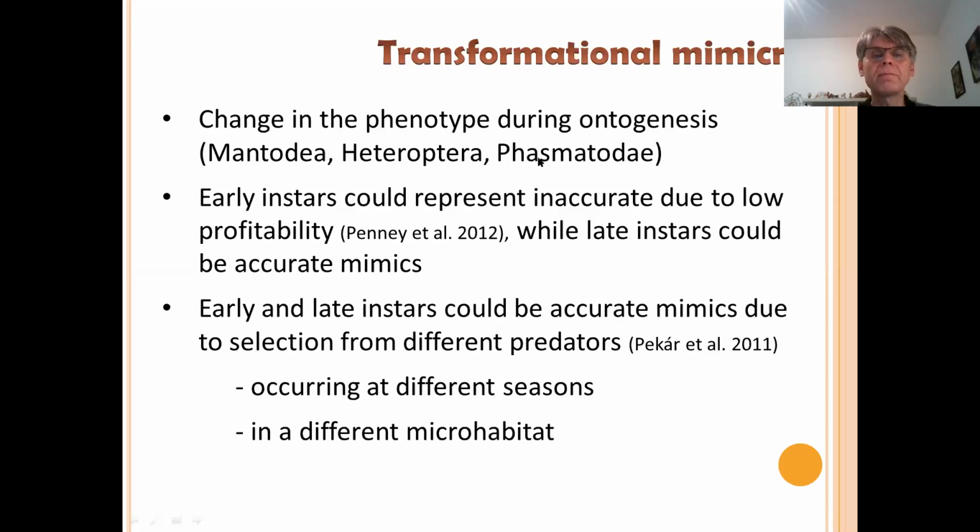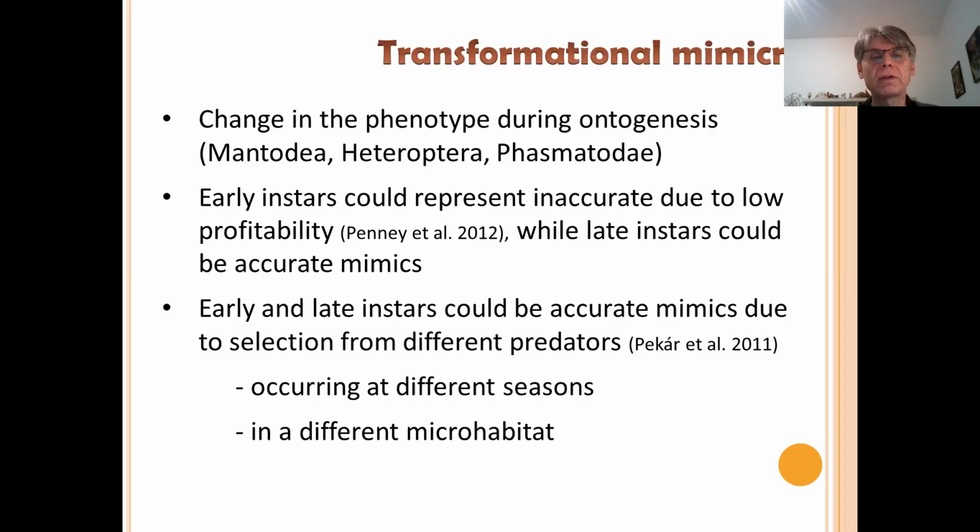According to the recent theory proposed by Penney in 2012, the early instars should be rather inaccurate mimics, while the late instars, or the adults in this case, should be accurate mimics. This is because early instars are too small and thus unprofitable for many predators, for example, birds. This theory would hold true only if the predator is constant. That means both the early juveniles as well as late juveniles and adults are under selection of the same large predator. However, we have seen many times, and this is the work of many different people, that spiders are, during their ontogenetic development, predated by many different predators, not a single one.